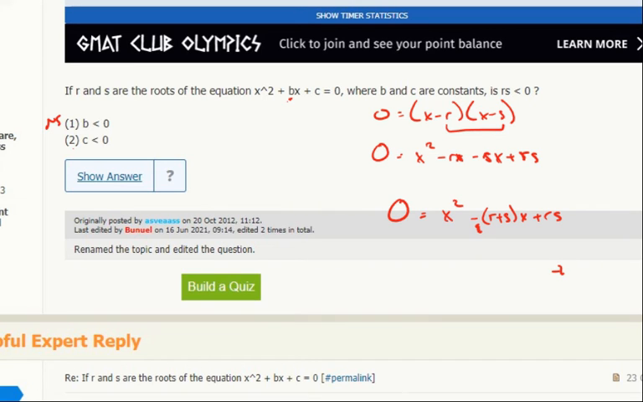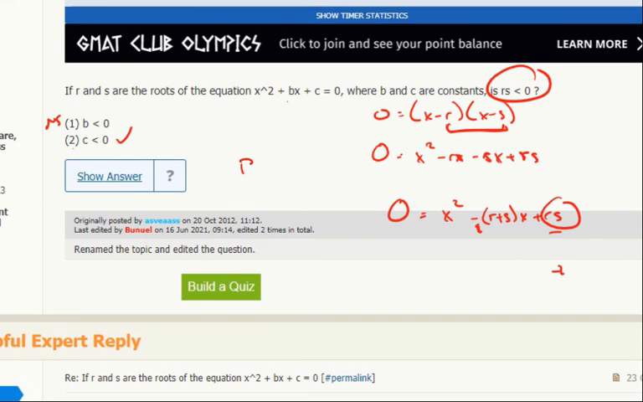Number 2 tells me c is negative. Well, remember, c is what I get when I FOIL the last two. So I know that is basically rs is c, so it's the constant out there. So that tells me rs is negative, c is negative is what it's saying. That means rs is negative.